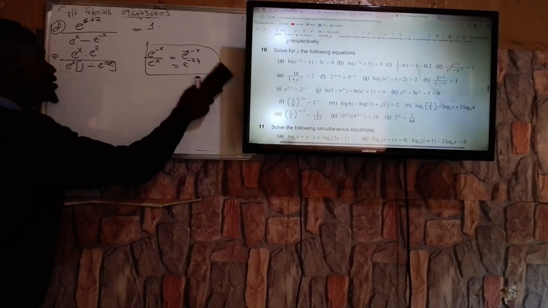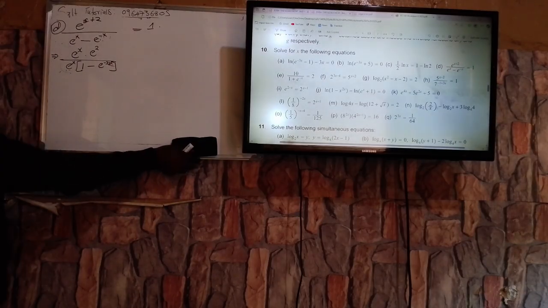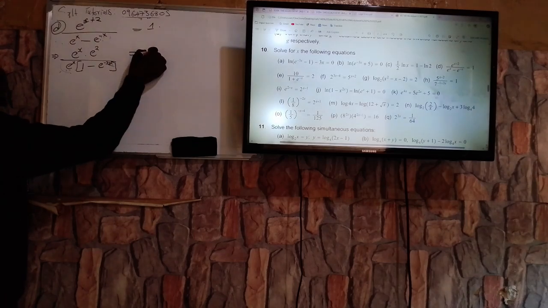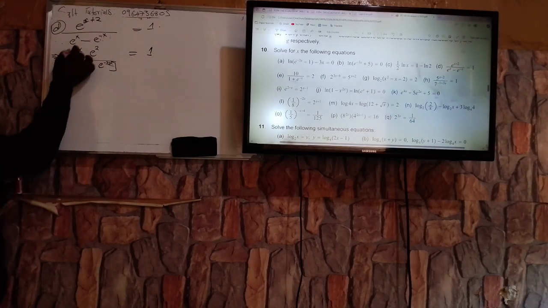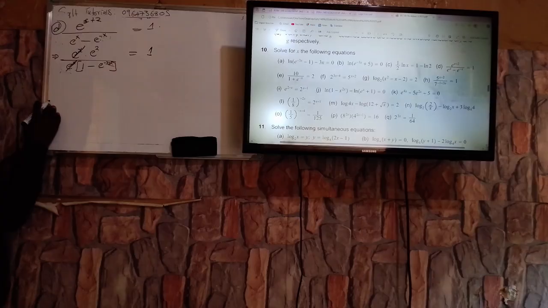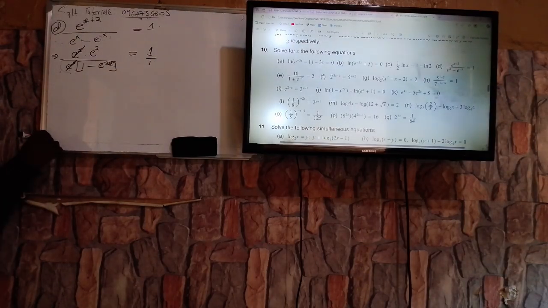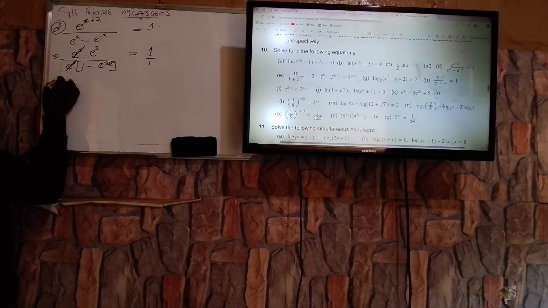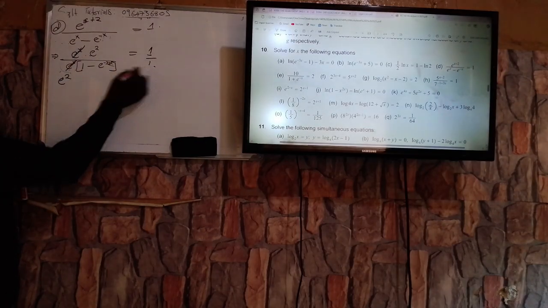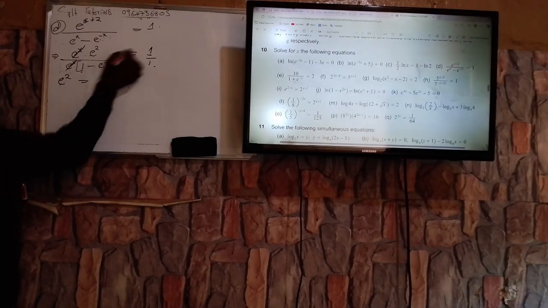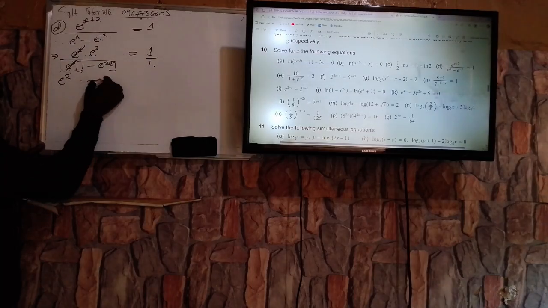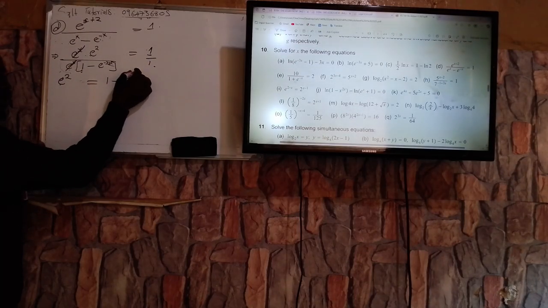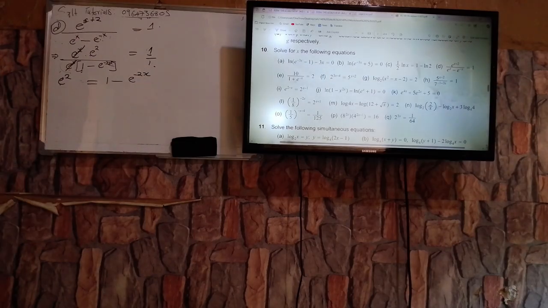We are okay? So if this is the case, I'm going to have this equal to 1. Since these are dividing, this e power x and this e power x can go, and this is equal to 1. So if I do the cross multiplication there, what am I going to have? I'm going to have e squared times 1 equals 1 minus e power negative 2x. We are okay?